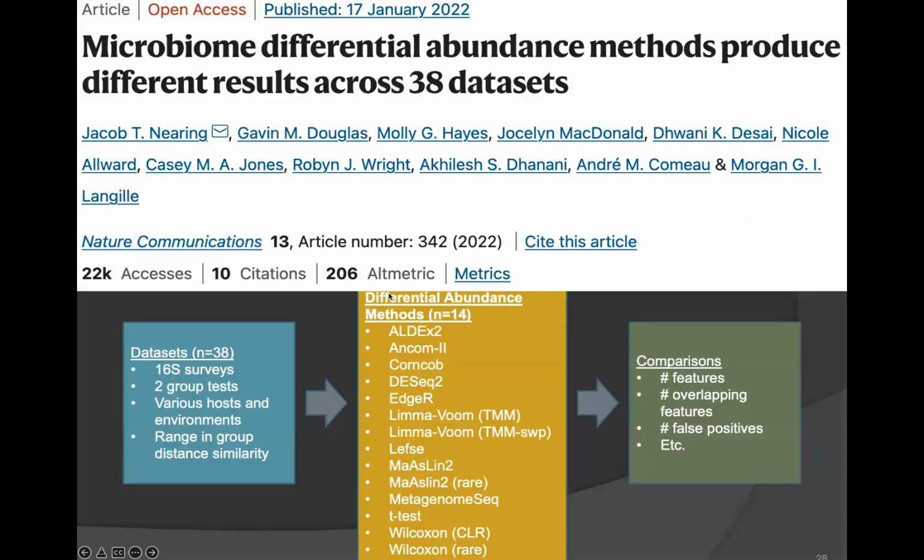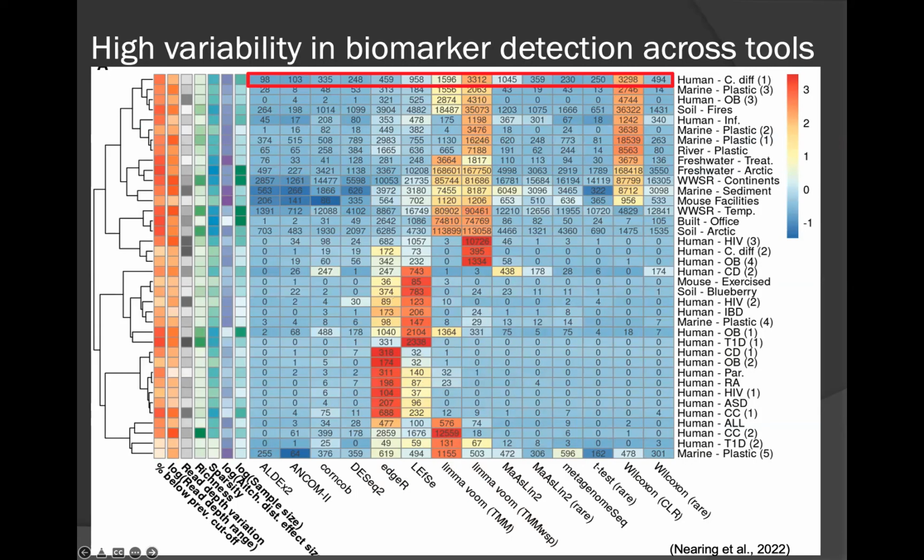Oh, I hit the wrong one. We see that if we look at this C. difficile one, some of the tools are calling up to 3,000 ASVs differentially abundant. Others, like ALDEx here, are calling 36. Huge difference in numbers. Now, we sort of expected that, but we thought that some tools would always predict more than others. And we see that a bit. We see these tools overall, edgeR, LEfSe, limma voom, having quite a bit more, but not always. They're not always the highest one in these groups, which makes it kind of complicated.